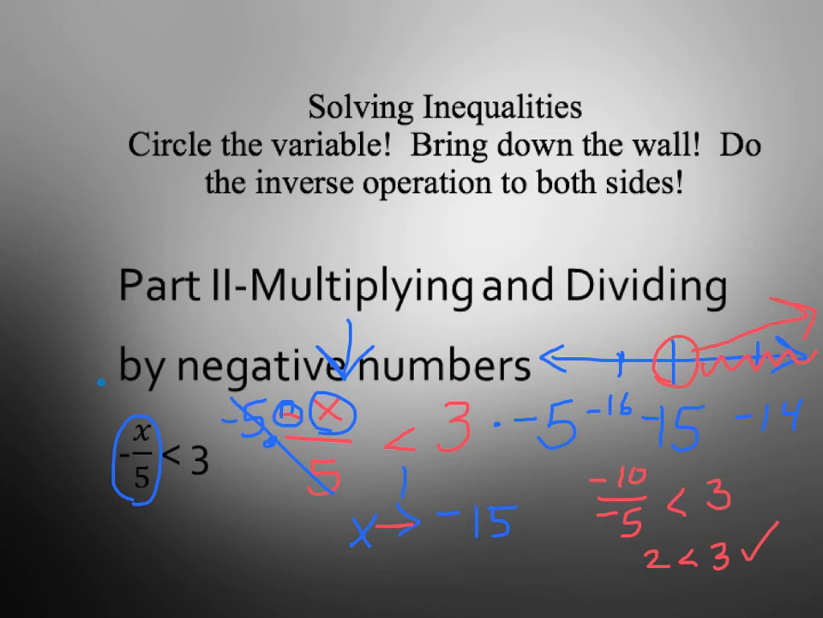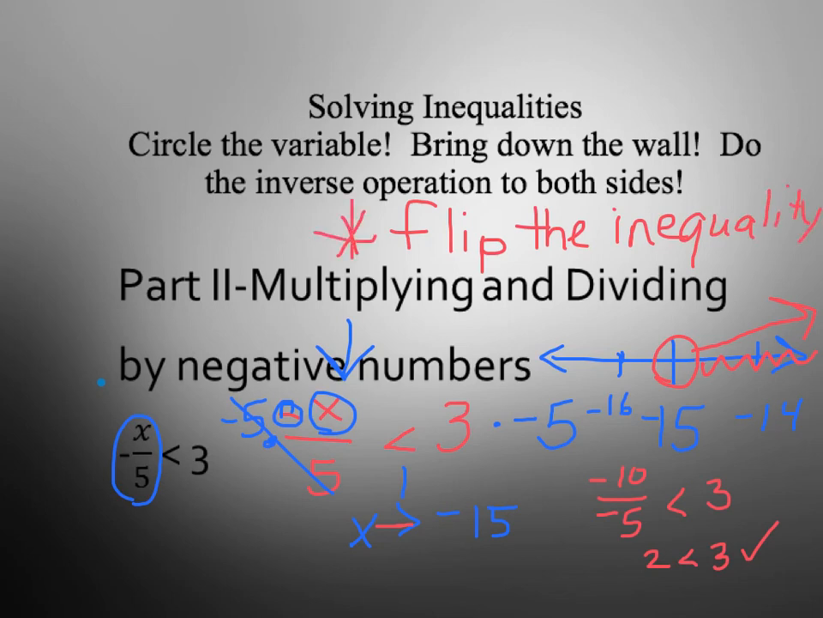So the key to this one is just making sure that if you are dividing or multiplying by a negative number, you have to flip the inequality. Please put a star by that. Don't forget, otherwise your answer will be wrong.